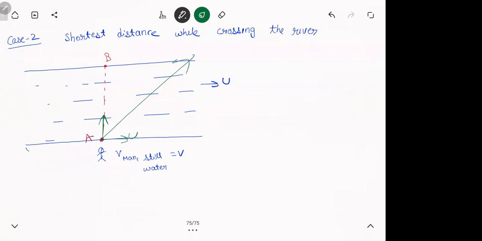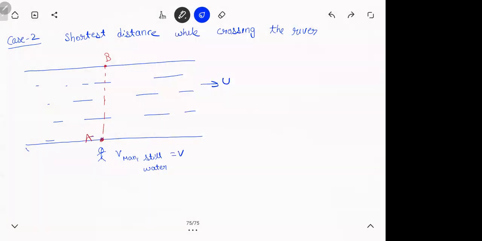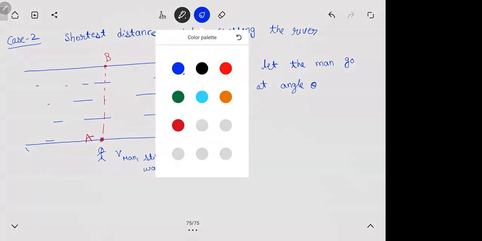If you just try to swim straight, the river's velocity will push you sideways. You'll go somewhere else. You won't reach the opposite point. So since we don't know how he goes, we'll start like this. Remember how we're doing this; look at the process. This is how you always do it. If something changes in the problem, this is how you should start. Let the man go at an angle theta.